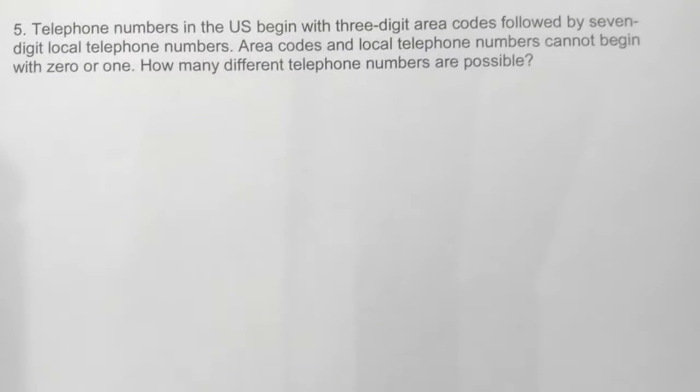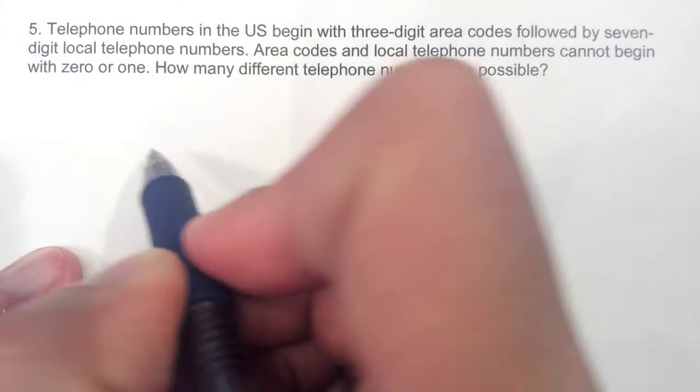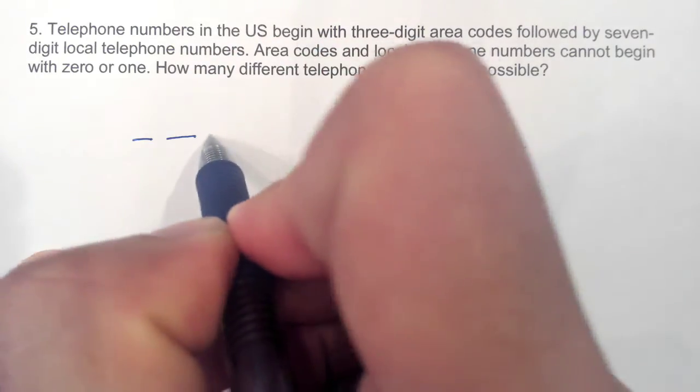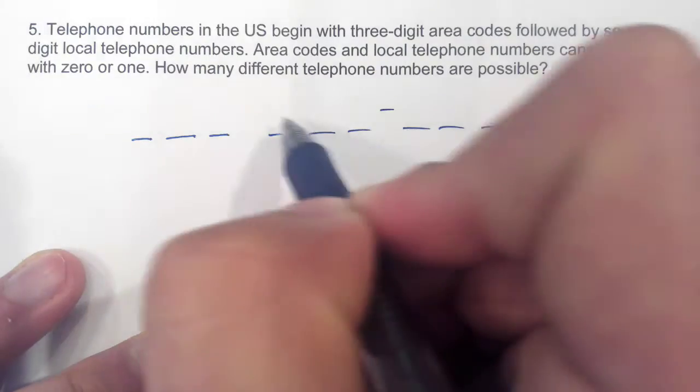I have one more scenario for you on the back. It's about telephone numbers. Also interesting to think about. Telephone numbers in the U.S. begin with a 3-digit area code followed by 7-digit local telephone numbers. Area codes and local telephone numbers cannot begin with 1 or 0. How many different telephone numbers are possible? Okay, so we'll have to kind of draw this one out. 1, 2, 3, area code, 1, 2, 3, 1, 2, 3, 4. That's how phones work.